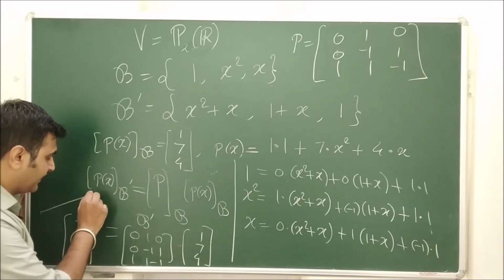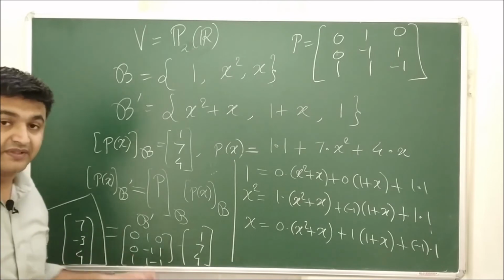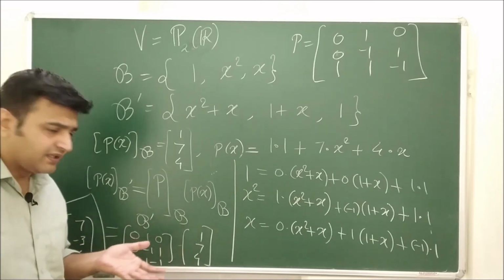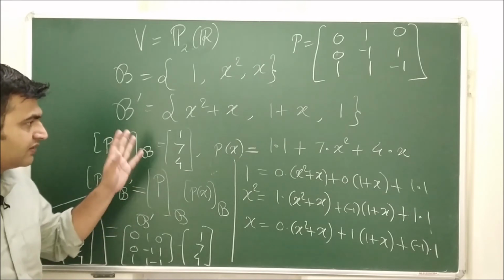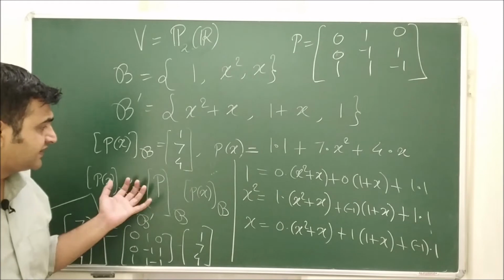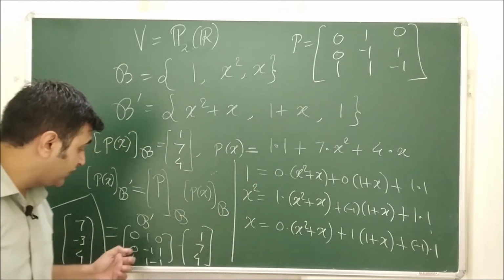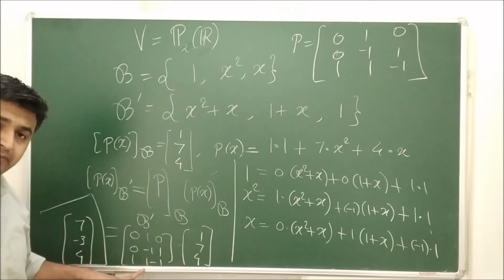So this is another way to find the coordinate vector using the change of basis matrix. Now one may say that when I found p of x with respect to B prime by the normal method, it hardly took some 10 or 15 seconds, whereas here I need to find the matrix, then I need to do the multiplication to get the answer.